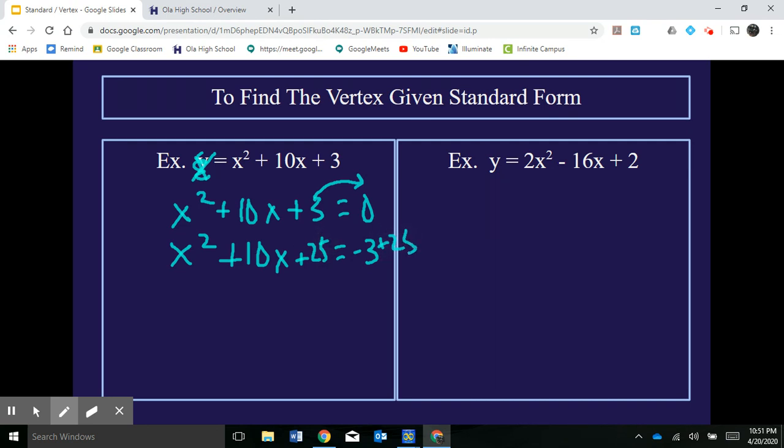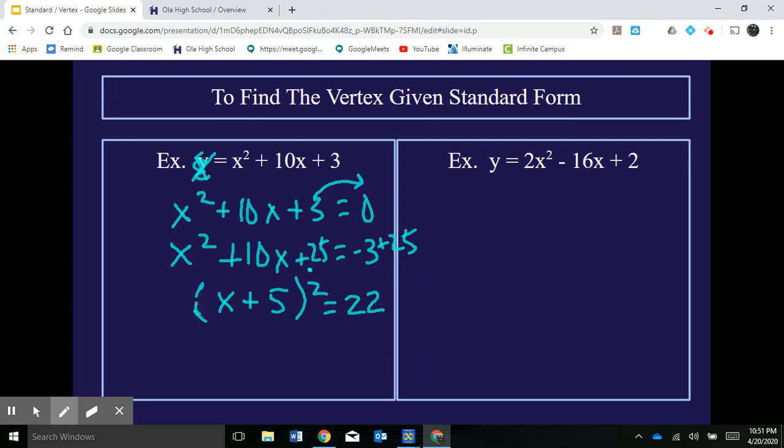Sorry, ran out of space here. And then factor it. Once you factor it, you're done. x plus, if you remember from yesterday, this number is always the square root of this number. So 5 squared equals 22. You're done. When you're finding the vertex, okay? When you're finding the vertex, you're done.